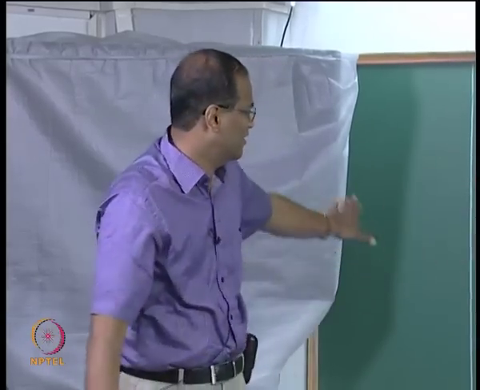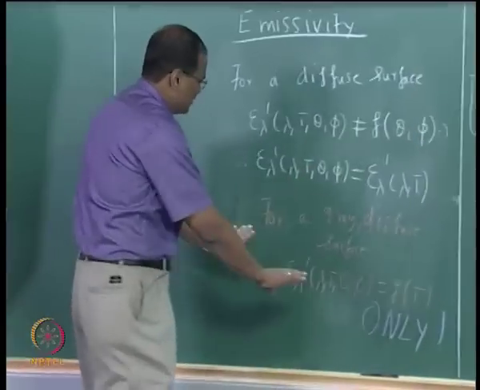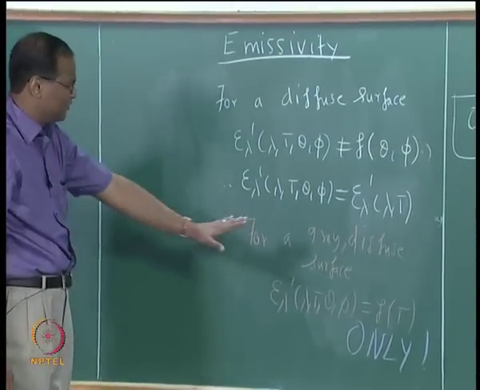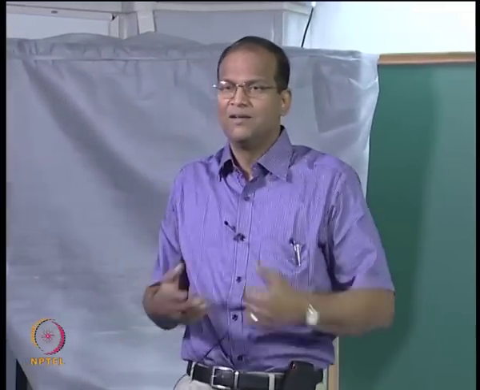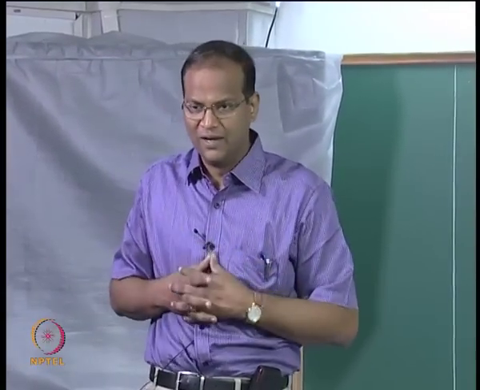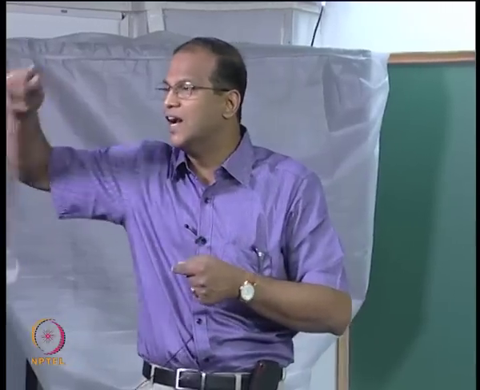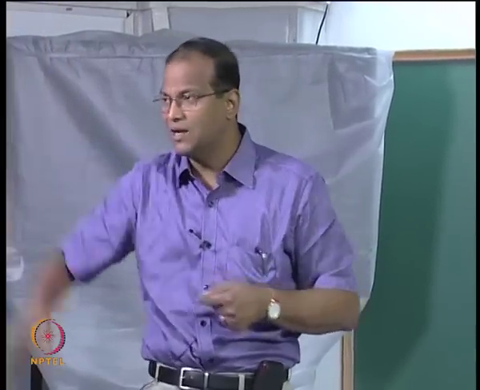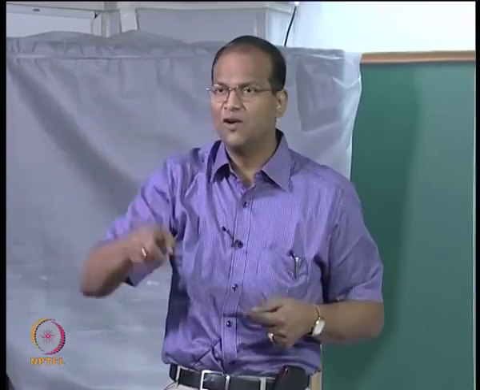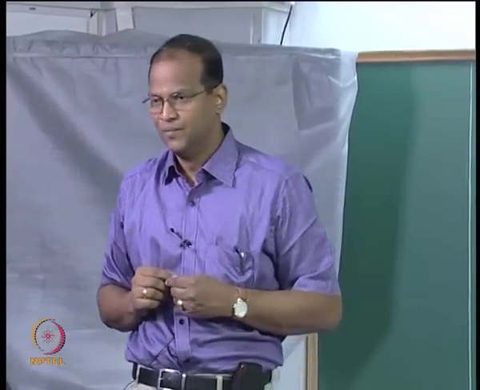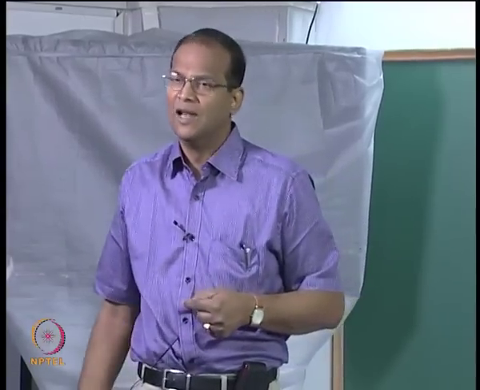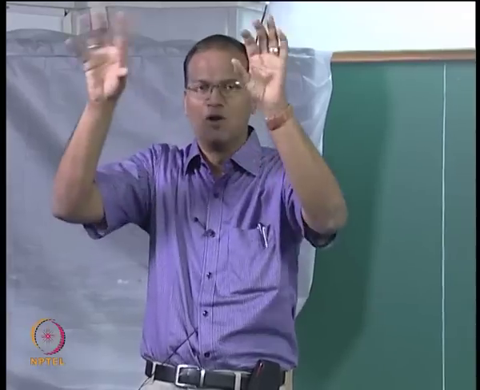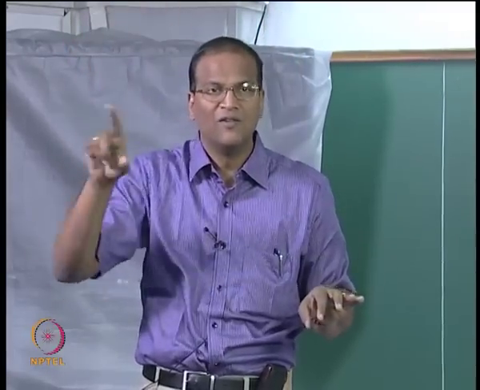Okay. So finally, for a diffuse gray surface, epsilon lambda dash is a function of T only. But now there are surfaces where this gray diffuse approximation is not valid. So from epsilon lambda dash, we have to finally get rid of the lambda and get rid of the dash, correct? If you have to get rid of the dash, you have to do integration with respect to theta and phi. If you want to get rid of the lambda, you have to do integration with respect to lambda.